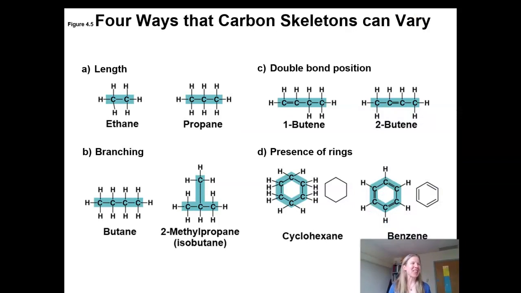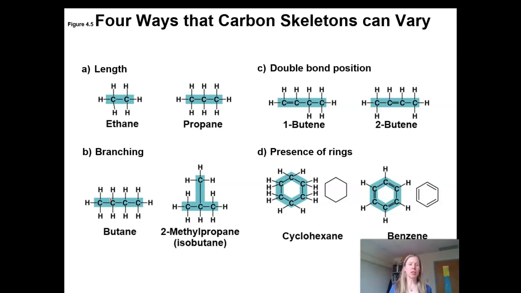But now we can get more complex, right? And this is what makes carbon so special. So you can have different linear forms of molecules, right? And they're talking about this as a carbon skeleton. It's like the backbone of a lot of different molecules, right? And that can vary in length.